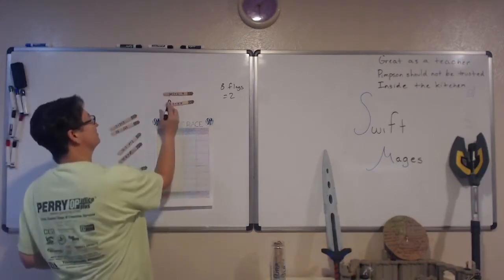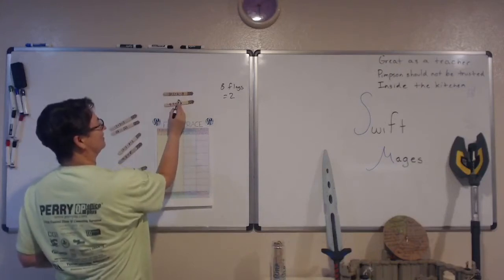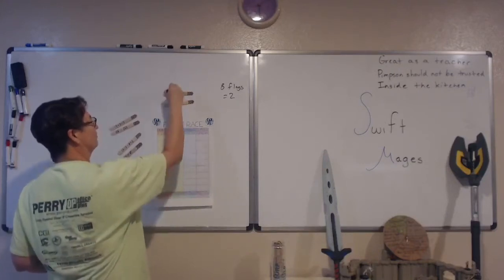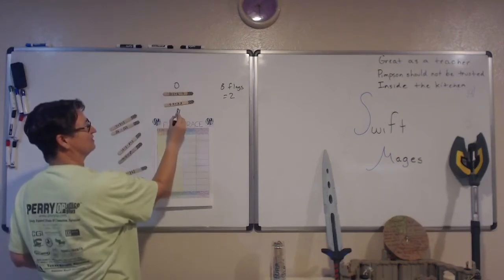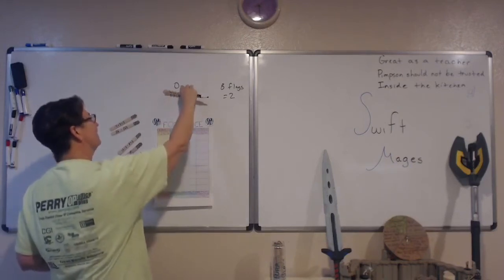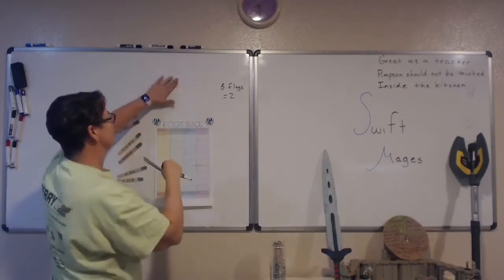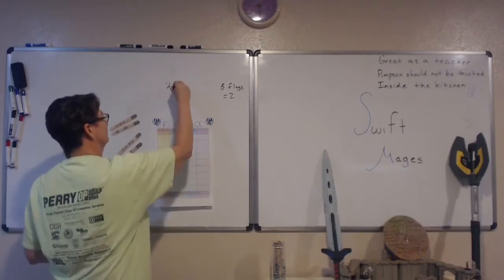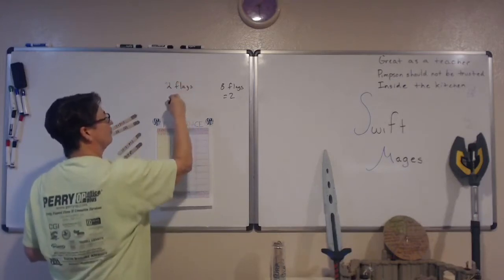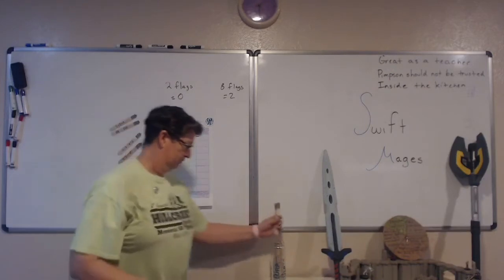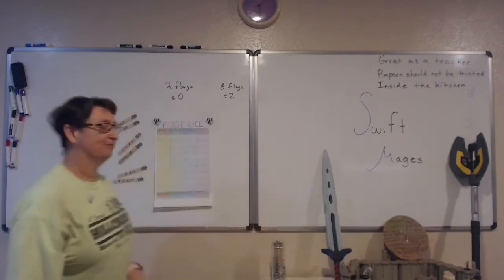Yay! It's 0, because this is -7 plus 7, which is 0, or -16 plus 16, which is 0. Yay! So I have 2 flags that are 0. So if we get those, we don't get to move. We don't get to move at all.